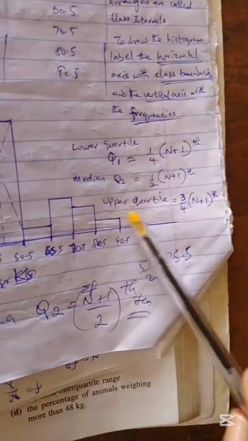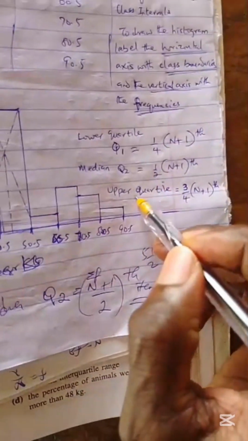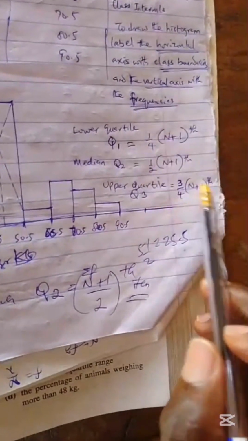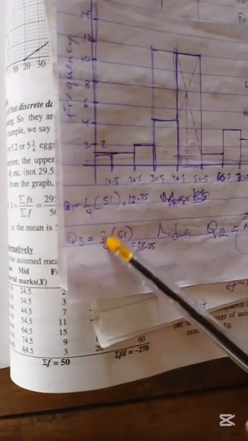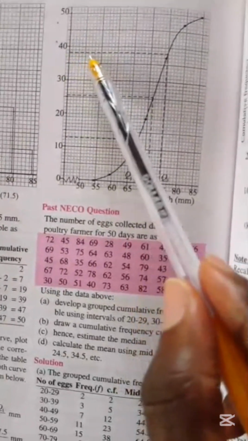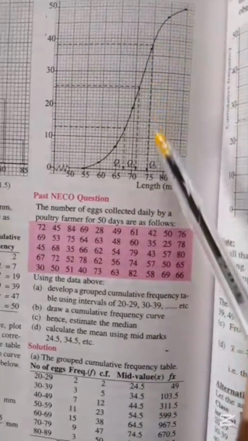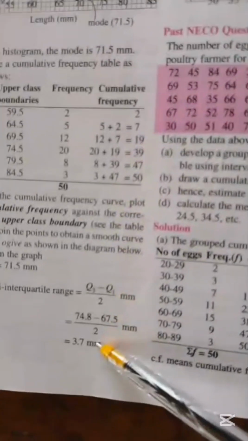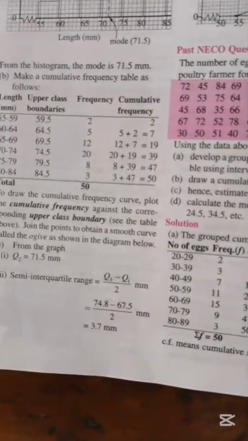I was trying to talk about the semi-interquartile range. The semi-interquartile range is the upper quartile, that's the third quartile, minus the first quartile. So Q3 minus Q1. I've explained Q1. Now Q3 is just the upper quartile. So it's 3/4 of your total frequency. If you do the calculation, 3/4 of 51 is 38.25. So you come to your cumulative frequency axis and look for 38 points, somewhere around here. You trace it, and where it touches your curve, you trace it straight down. So you get Q3 as 74.8.